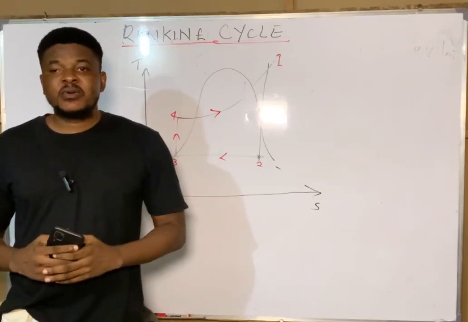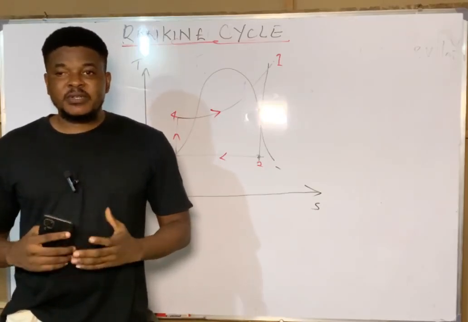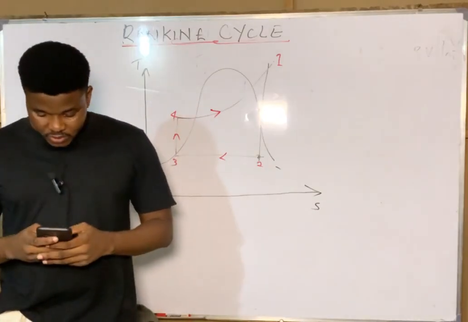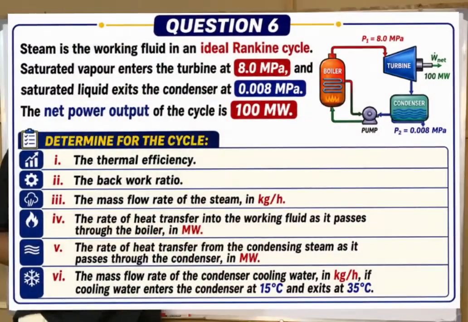So in this video, we are going to be solving a problem on Rankine cycle. So this question says, steam is the working fluid in an ideal Rankine cycle. Saturated vapor enters the turbine at 8 megapascal and saturated liquid exits the condenser at 0.008 megapascal. The net power output of the cycle is 100 megawatts.